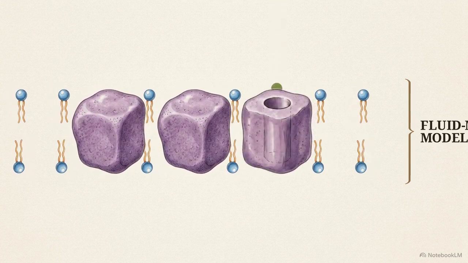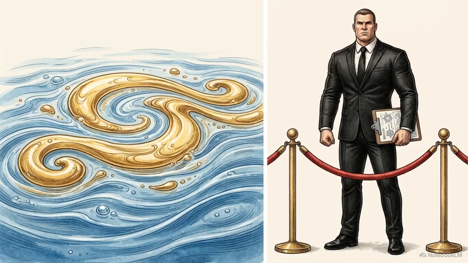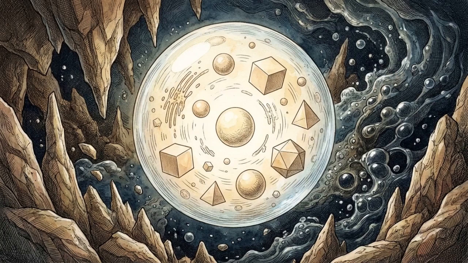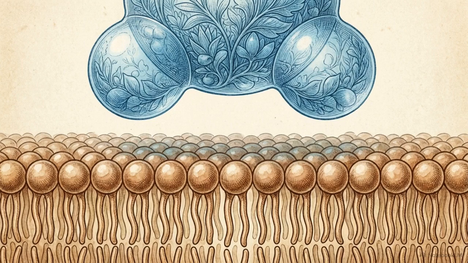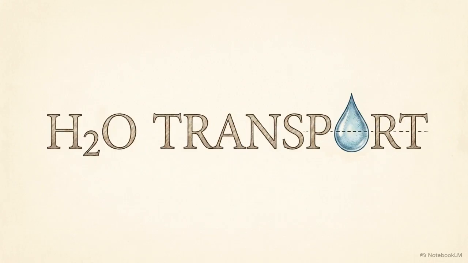These proteins act as the cell's bouncers, creating channels that allow only specific small molecules to pass through. By combining a flexible lipid sea with strict protein gatekeepers, the cell is able to maintain a highly controlled, stable internal environment, no matter what is happening on the outside. One of the most important molecules that needs to get past that boundary is water. The specific process of water molecules slipping through a selectively permeable membrane is called osmosis.